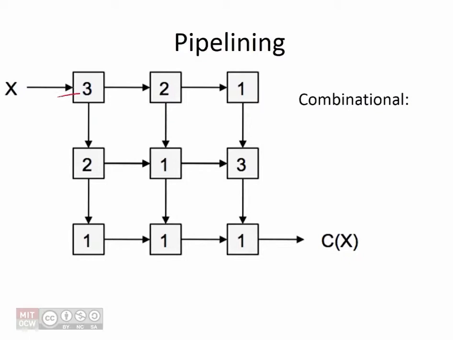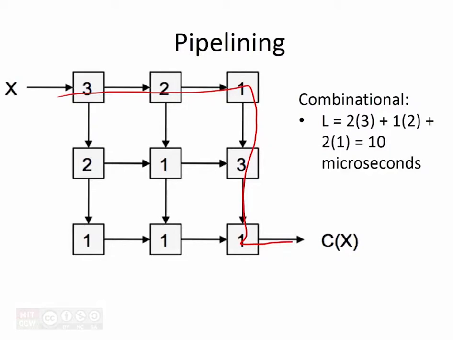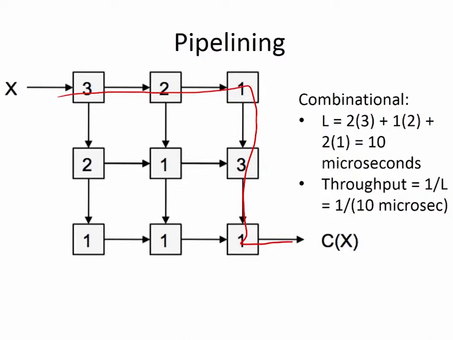The longest path through the circuit passes through 2 3 microsecond modules, 1 2 microsecond module, and 2 1 microsecond modules. Therefore, the latency equals 2 times 3 plus 1 times 2 plus 2 times 1, which equals 10 microseconds. The throughput is 1 over the latency, which equals 1 over 10 microseconds.